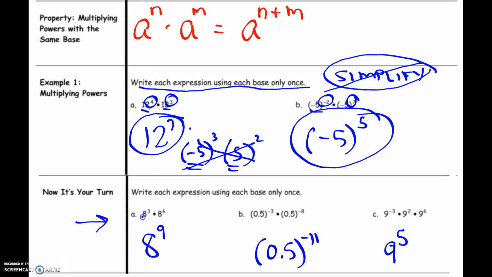Alright, 8 to the third and 8 to the sixth. 3 plus 6 is 9, that's 8 to the ninth. B, 0.5 to the negative third and 0.5 to the negative eighth. Negative 3 and negative 8 is negative 11. And the last one, 9 to the negative third, 9 to the second, 9 to the sixth. Add all those exponents together and you get 9 to the fifth.